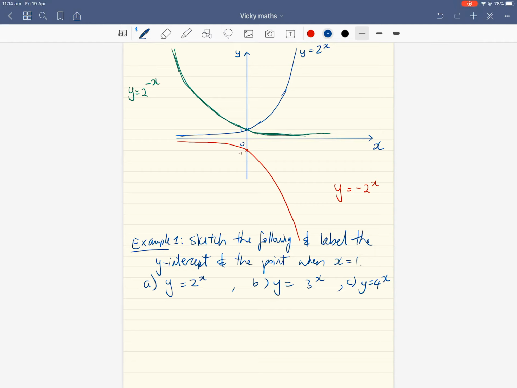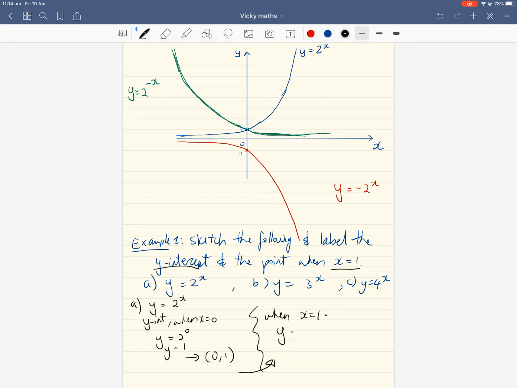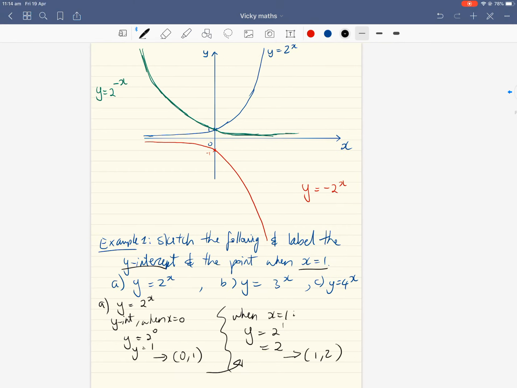Now, when we're sketching a graph, we really need 2 points to be able to sketch it. So let's find 2 points: work out the y-intercept and work out the point when x equals 1. For y equals 2 to the x, the y-intercept occurs when x is 0. So when x is 0, y equals 2 to the 0, which means it's 1. So we get the y-intercept 0, 1. Then when x equals 1, y equals 2, so we have the point 1, 2.